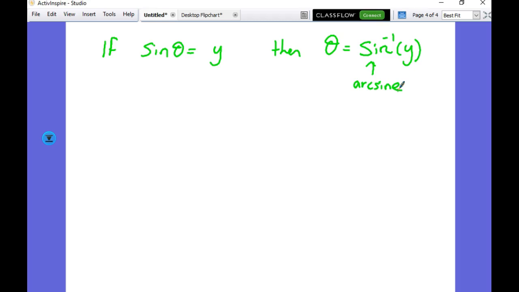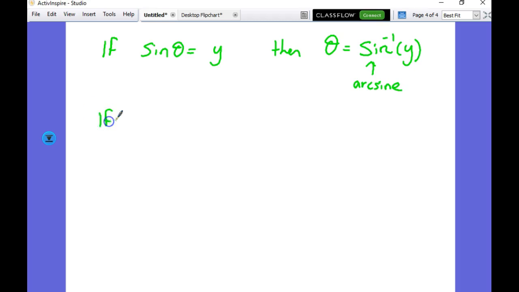So what's the opposite of addition? Right? They cancel each other out. The opposite of multiplication is division, right? Well, the opposite of sine is arcsine. So if you were to sine theta, and that gives you y, if you arcsine y, that gives you theta. Okay? So this is what we call an arcsine function.